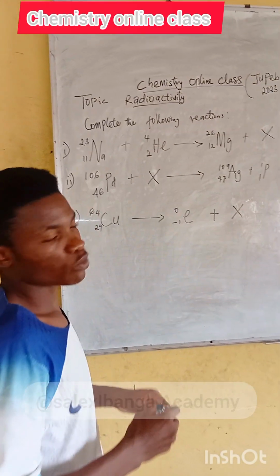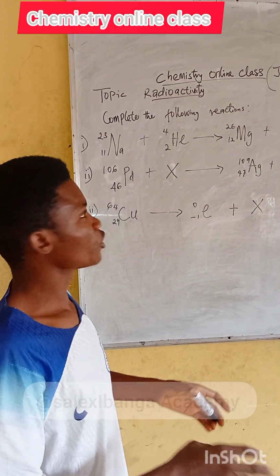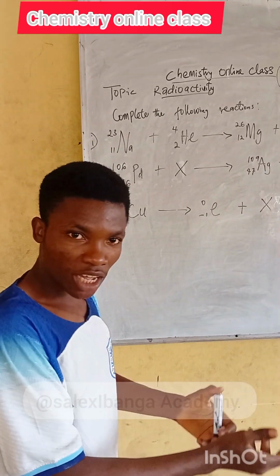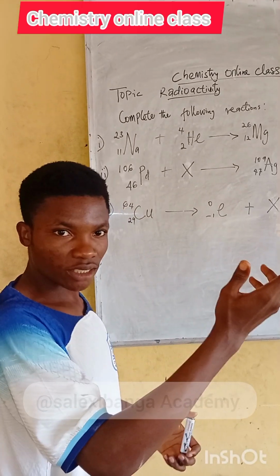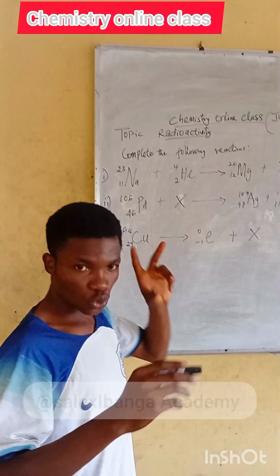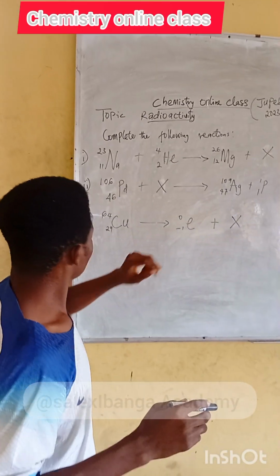Now we know that we have types of radioactivity. We have alpha decay, beta decay, gamma decay. We also have others like positron. But in today's class, we are dealing with only two types.